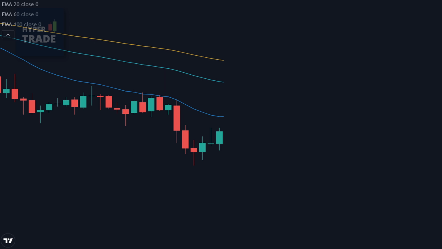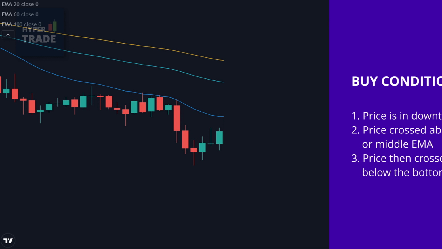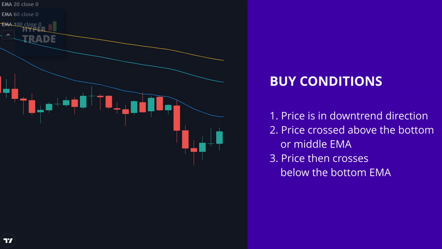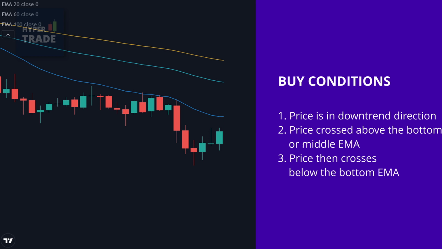Our conditions are actually a reversed version of our long conditions. The price must be in a downtrend direction. Then wait until the price touches the bottom or middle line. Then wait until the price crosses below the bottom line. We have prepared our first short trade here.